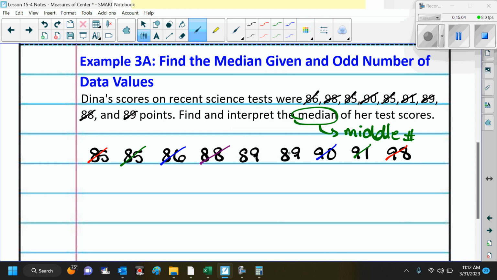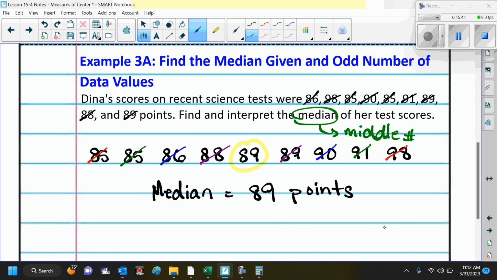Now your middle number is 89, so your median is 89. And that's it. Median equal to 89 points on the test. So the median number, or the middle value, would be 89 points on this test.